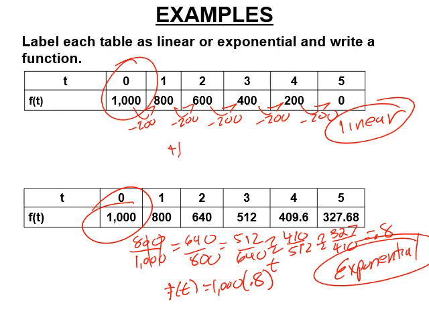Y-intercept plus 1,000. Okay, and it's f of t equals, now we're not using x, we're using t. So what is the slope? Right? The slope is negative, right? This has a negative 200 slope, right? Because we're going down 200 for every time period. Practice.